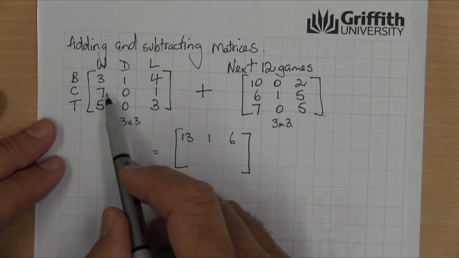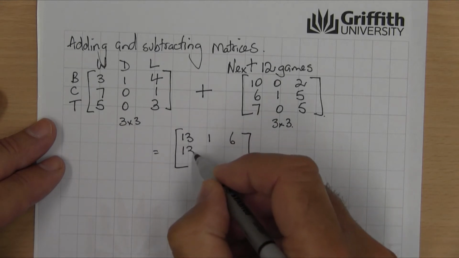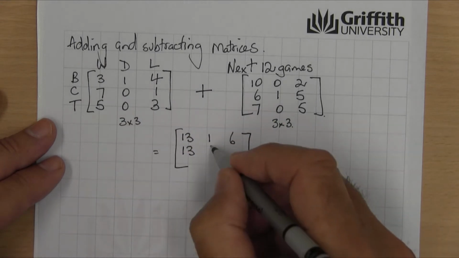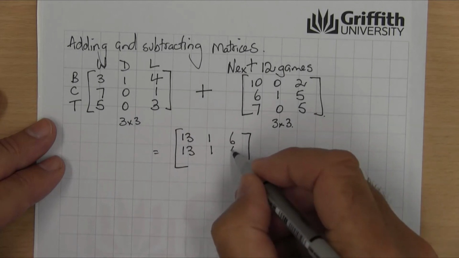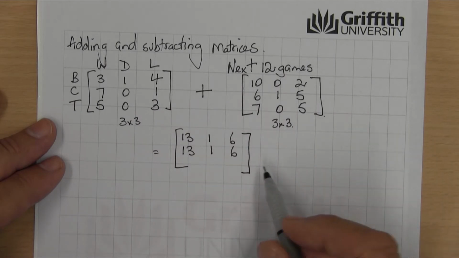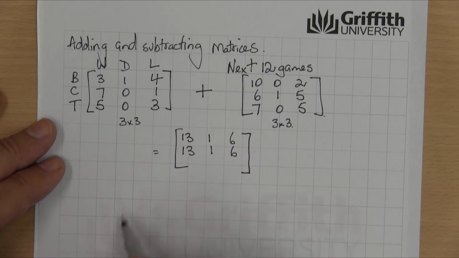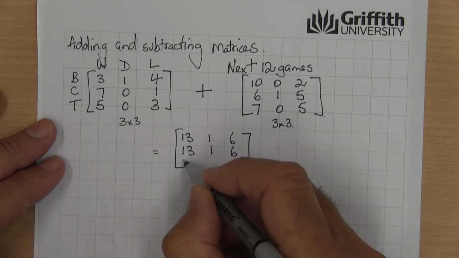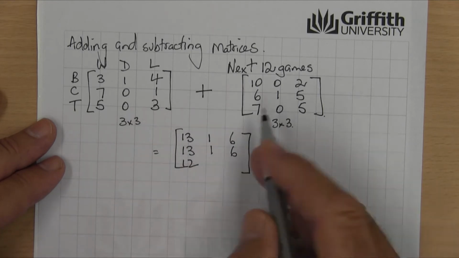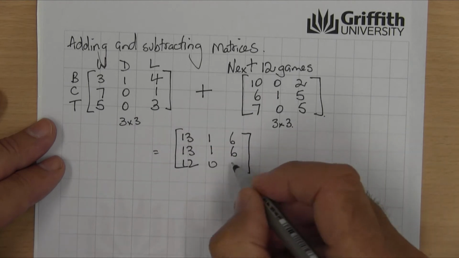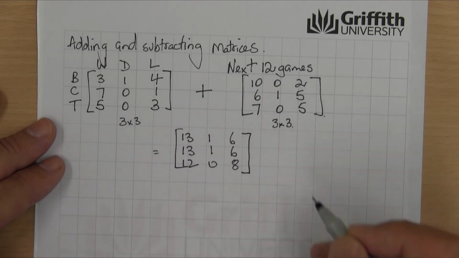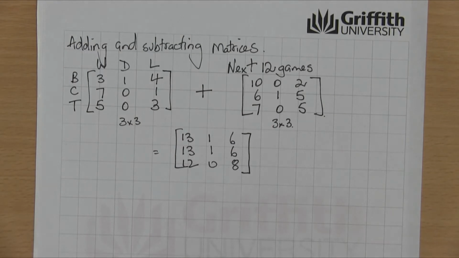We add these together, we get 6 and 7 is 13, 0 and 1 is 1, and 1 and 5 is 6. So they have exactly the same win, draw and loss. And the Titans had 12, 0 and 0 is 0, and 3 and 5 is 8. Okay, so that's adding matrices.